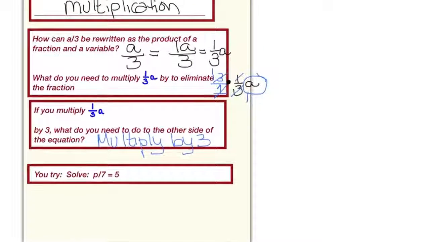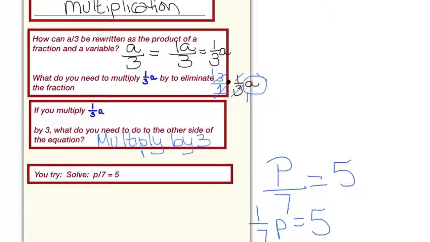Okay, you try. Solve p over 7 equals 5. Please think about what we just talked about. P over 7 equals 5. You might want to start by rewriting this as 1/7 p equals 5. Now you need to get rid of the 1/7 next to the p. So you need to undo the multiplication by using division. Now remember, division of a fraction is like multiplying by the reciprocal. So press pause for now until you've tried and then check your answer.